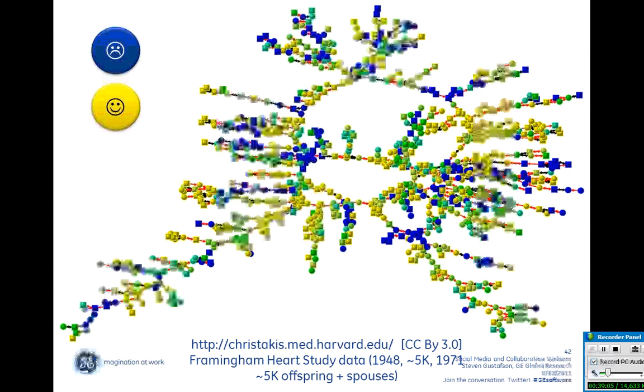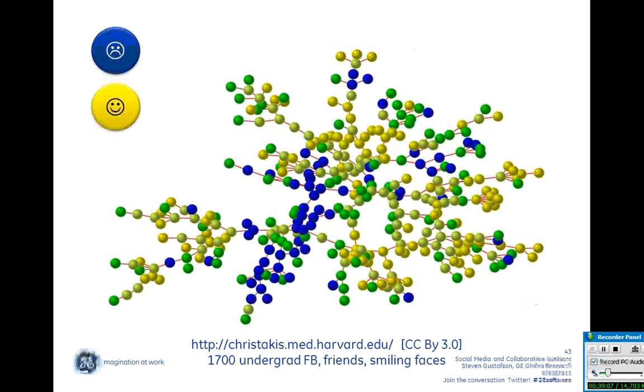So this is really cool stuff that they're able to learn. They looked at doing this with smoking cessation, I believe, and obesity and some other things. Now they also did something in a similar vein with using Facebook data. So now they went from using the Framingham Heart Study to using data they collected from Facebook. And so they had 1,700 undergraduate Facebook members and their friends, and they actually looked at how smiley their faces were in the profile pictures.